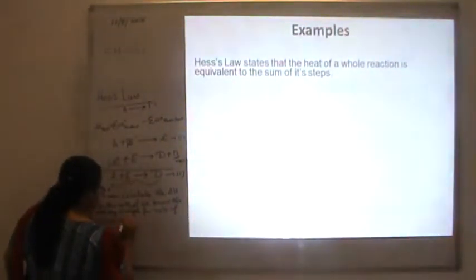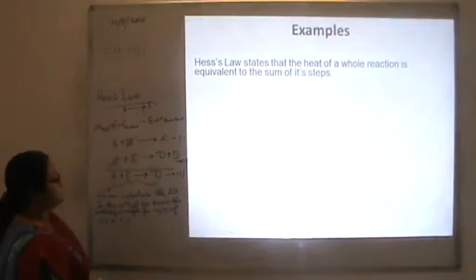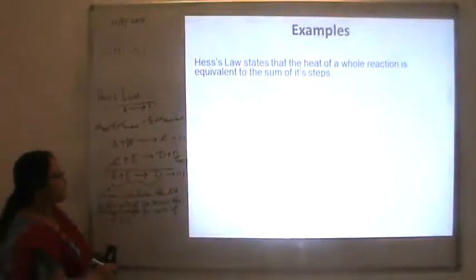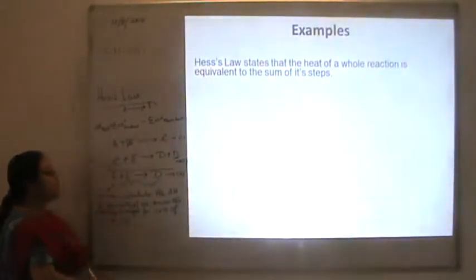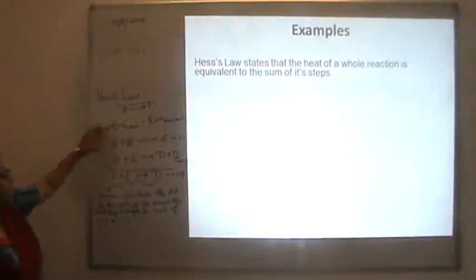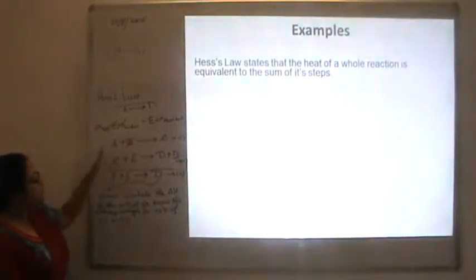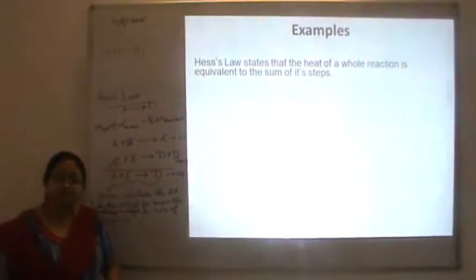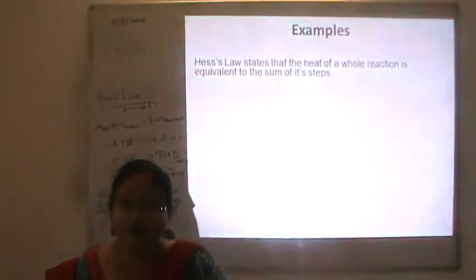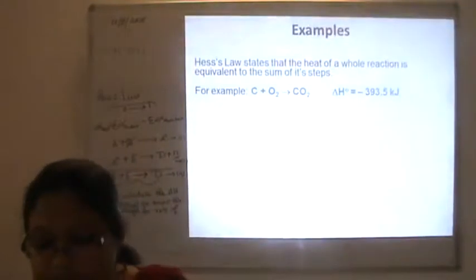So we can calculate the enthalpy change of reaction 3 by only summation of these two reactions, 1 and 2. And in this case, C is the intermediate. It is not participating, it is not found in the overall reaction. So now for the example of Hess's law.